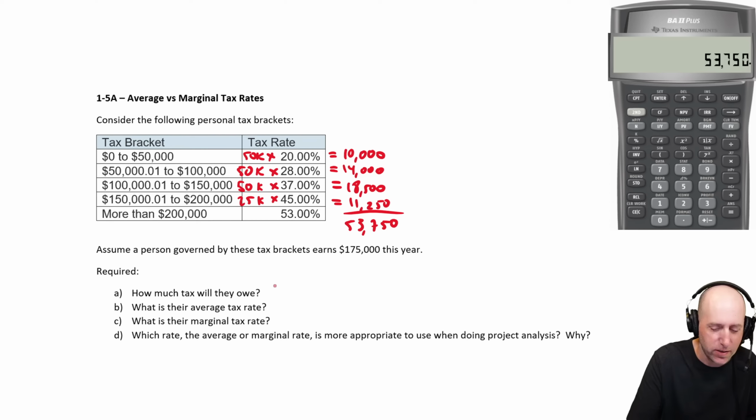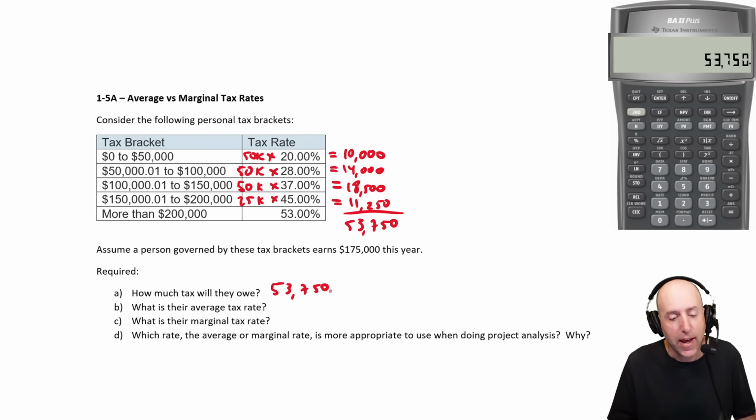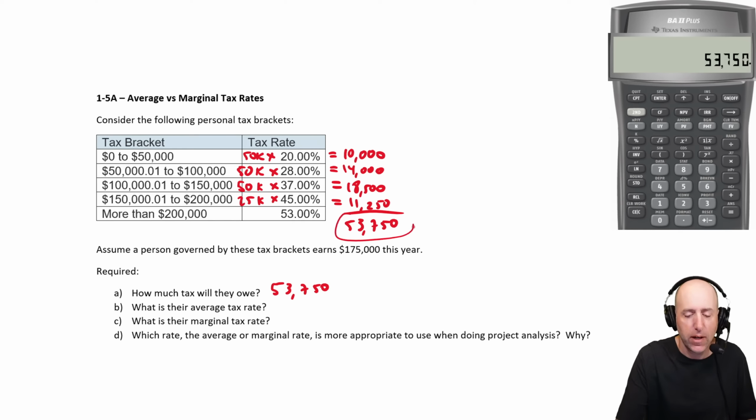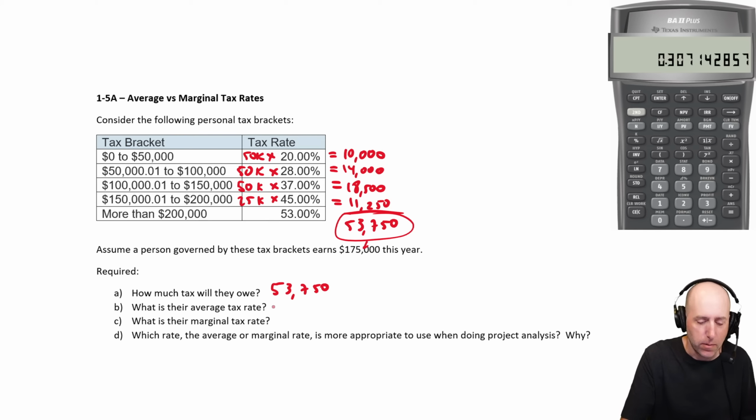Question 1, how much tax do they owe? 53,750. What's their average tax rate? Well, you take that 53 grand and you divide by how much we earned, 175 grand. So take 53 divided by 175. And on average, it's 30.7%.